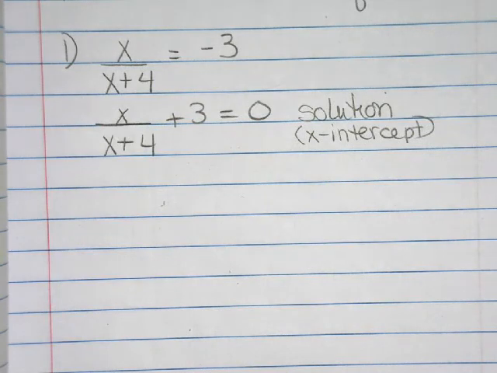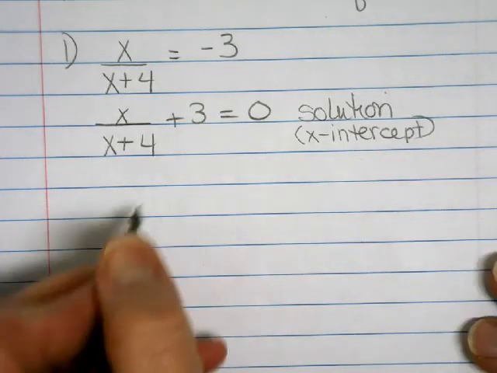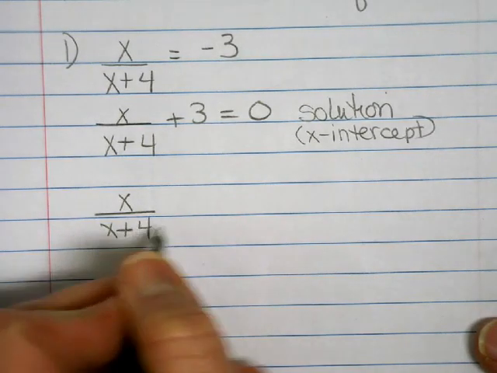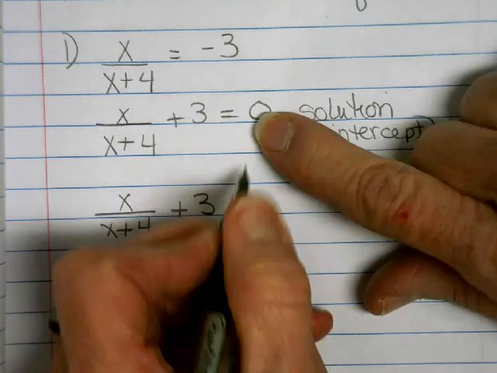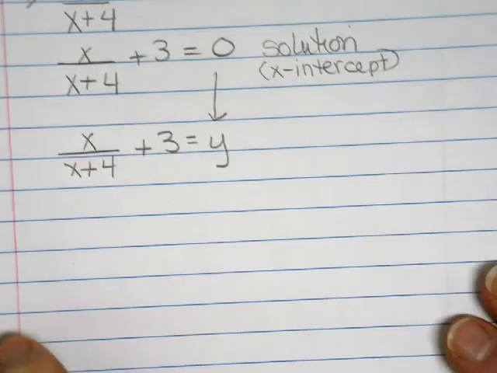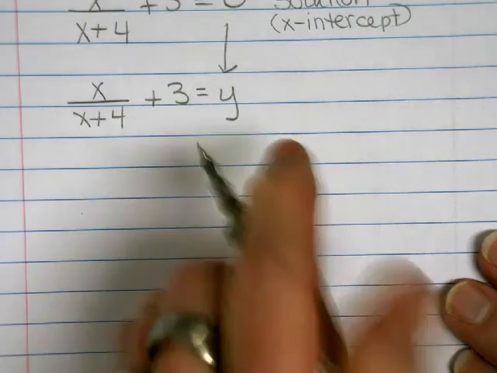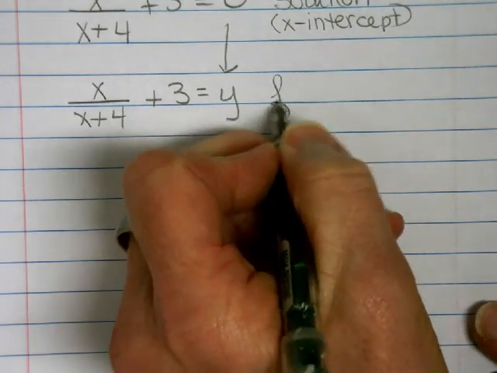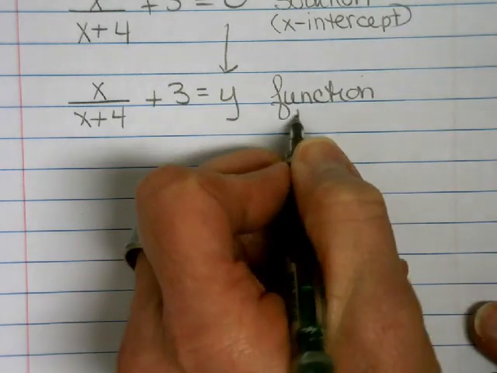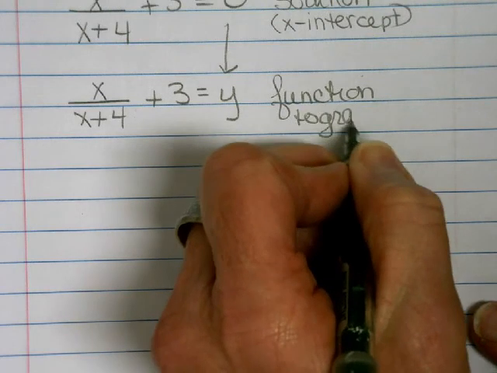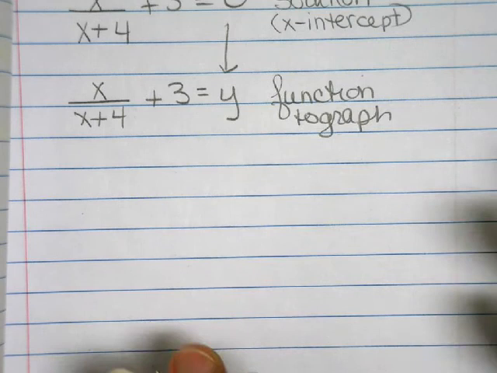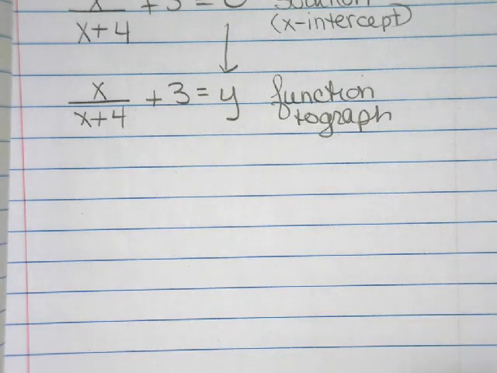We want to know all the points that make this true in the real number system. So instead of 0, we're going to say, what about for all real numbers? What happens? So now this becomes the function to graph. And we're only doing a couple of them, but they want you to know they're connected. Remember, every algebra equation has a graph.